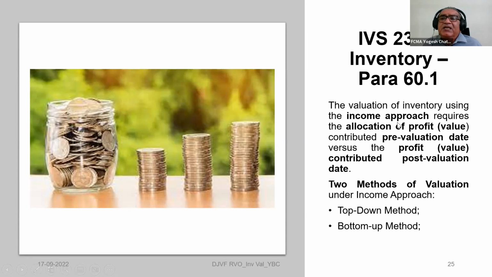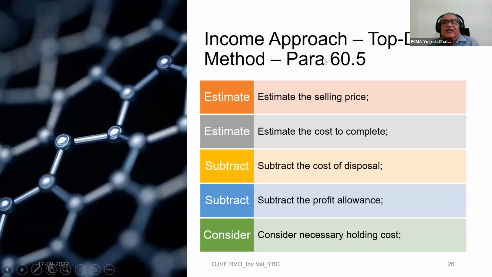So what will be the modalities in inventory? This is the top-down method, para 60.5. Again, I have taken just a summary of that. This para is in detail. So these are the steps required in top-down.